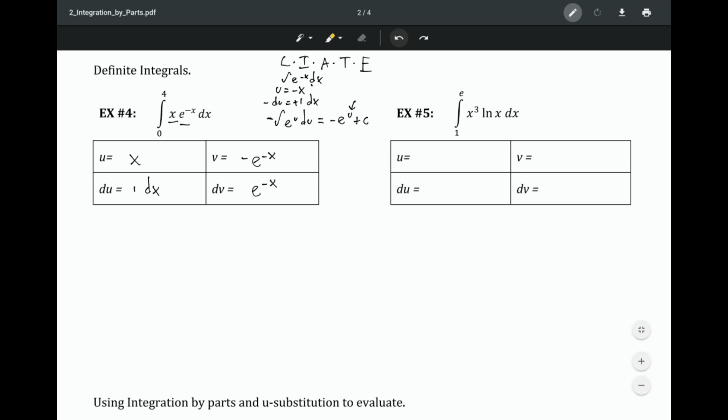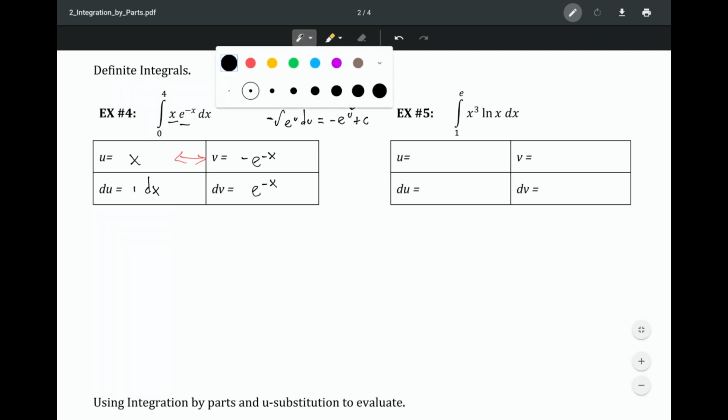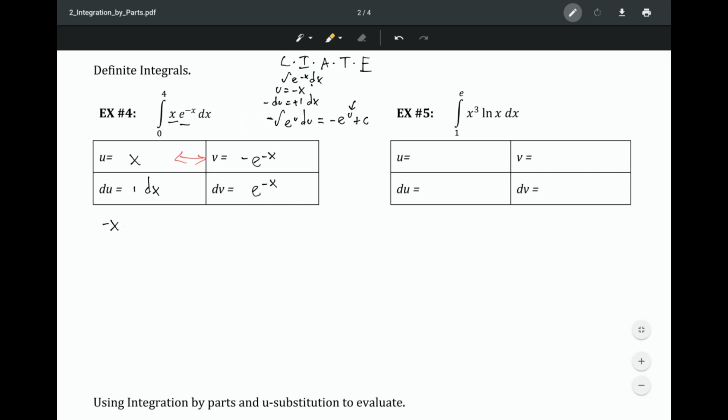All right, so moving on with that, I'm going to go ahead and do the formula. Remember, I'm going to do it a few more times so you can remember. I'm going to multiply those two first. So I have x times negative e to the negative x.